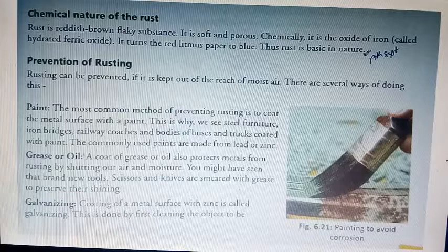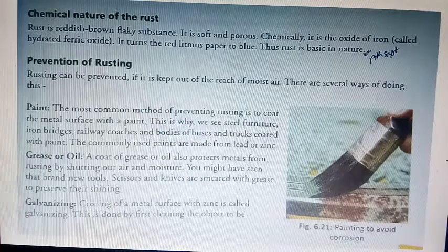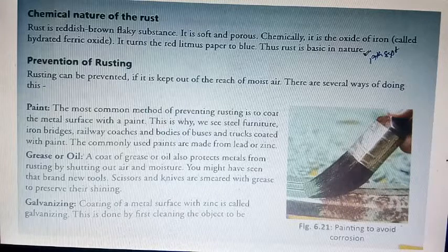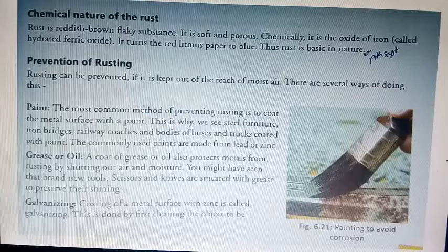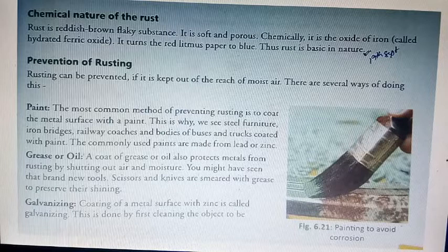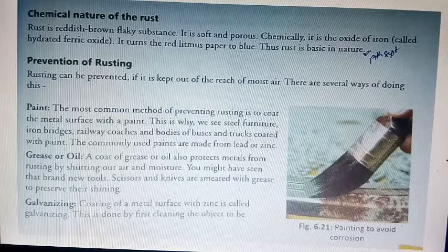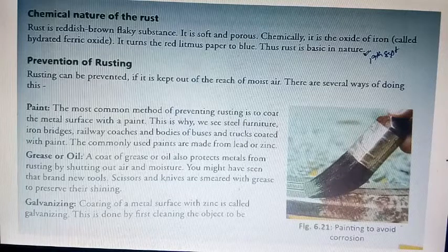Galvanizing is one of the best ways, generally used in preventing water pipes from rusting. The pipe is made of iron only, so coating the pipe with zinc is called galvanization. So what is galvanization? Galvanization is the process of coating iron with zinc.